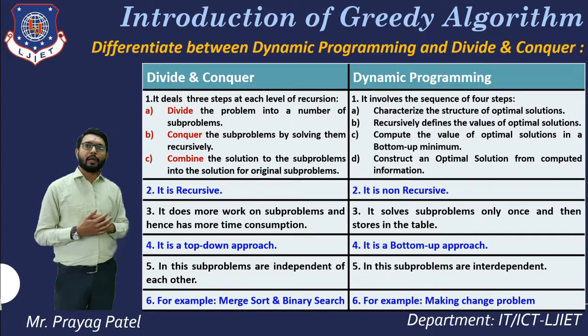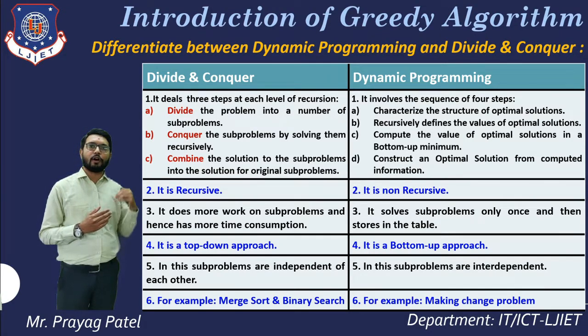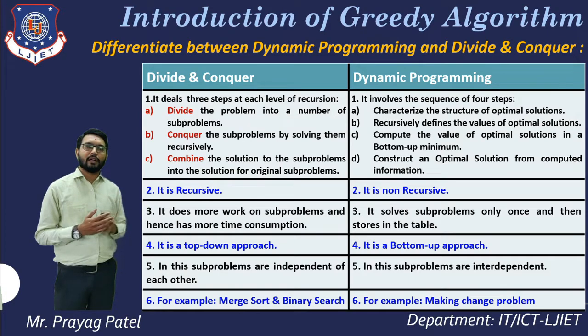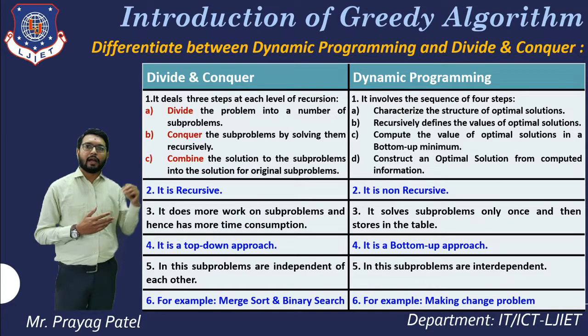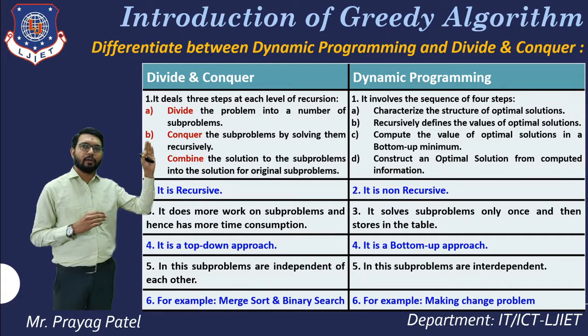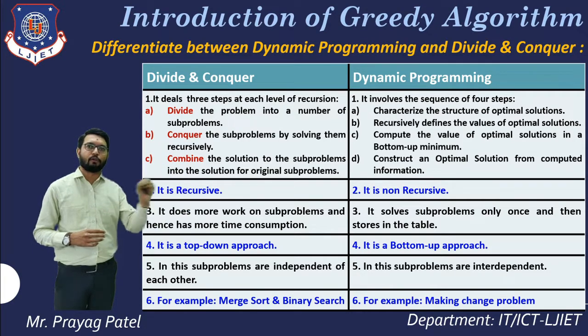In dynamic programming, it involves a sequence of 4 steps. The first one is to characterize the structure of an optimal solution, which means derive the equations. Second step, recursively define the value of an optimal solution. Third step is to compute the value of the optimal solution in bottom-up fashion. And the fourth step is to construct an optimal solution from the computed information. So in dynamic programming, you solve the problem according to these 4 steps.